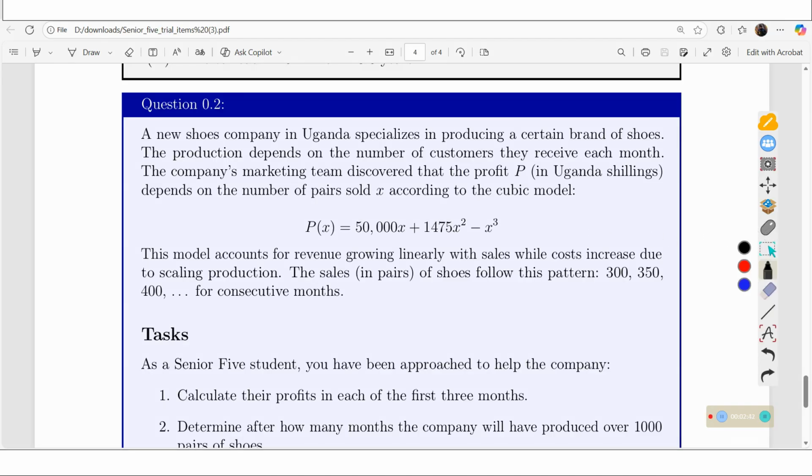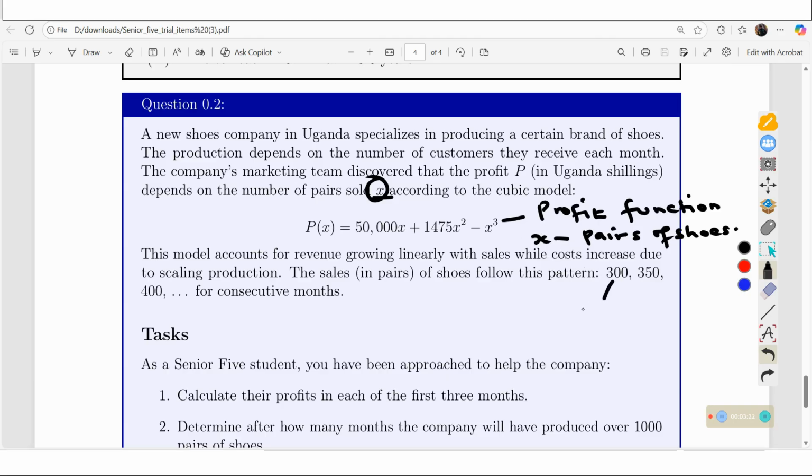We are told that this profit depends on the number of pairs of shoes, which is X, that are sold. So what we are given here is what we shall be calling the profit function. The profit function depends on the pairs X of shoes that are sold. So X is representing the pairs of shoes sold.